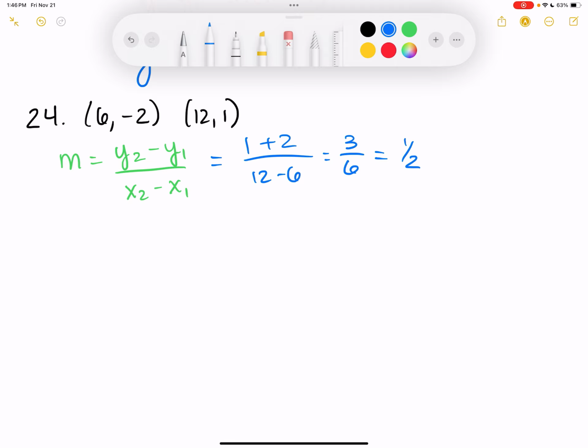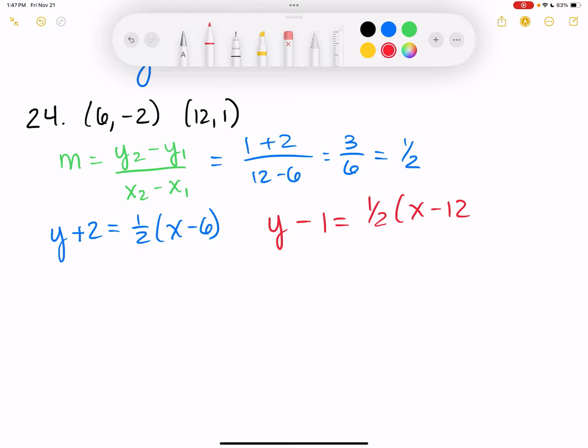Now, I am going to write both answers for this one because in point slope form, they're not going to look the same. But if I solve them all the way down, they are going to be the same. So, using the first point, y plus 2 equals 1/2 times x minus 6. If I use the second point, I have y minus 1 equals 1/2 times x minus 12. So obviously these equations initially don't look the same, but if I solved them down into slope intercept form, they are going to be the exact same line.